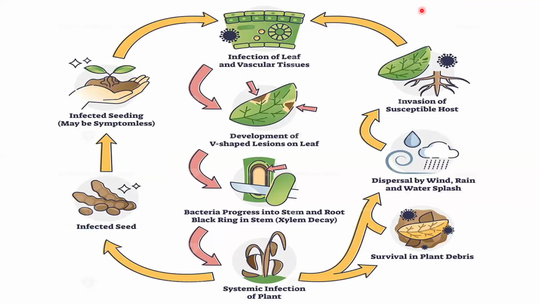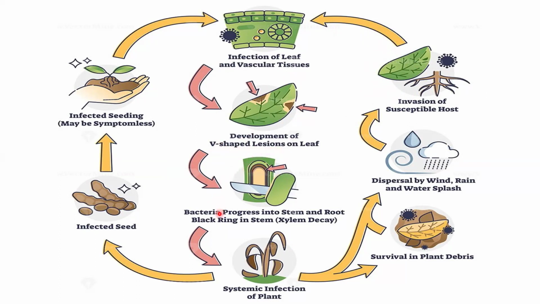So, this picture gives us a gross idea about how pathogens enter into a susceptible host and thereafter penetrate into the tissues, colonize there, and thus establish disease. You can see invasion of the susceptible host occurs through natural openings or some other type of opening. Then infection of leaf and vascular tissues occurs. Then development of a V-shaped lesion on the leaf.